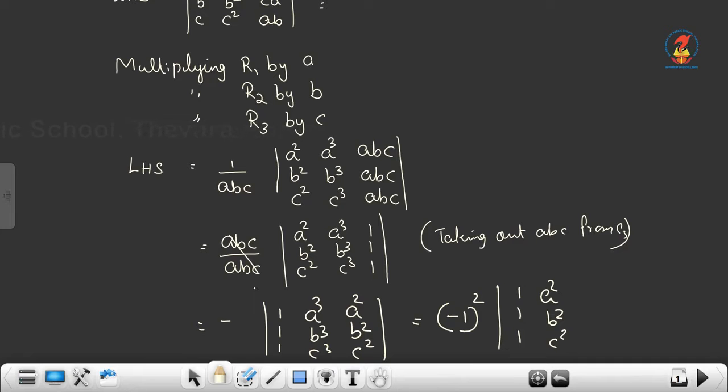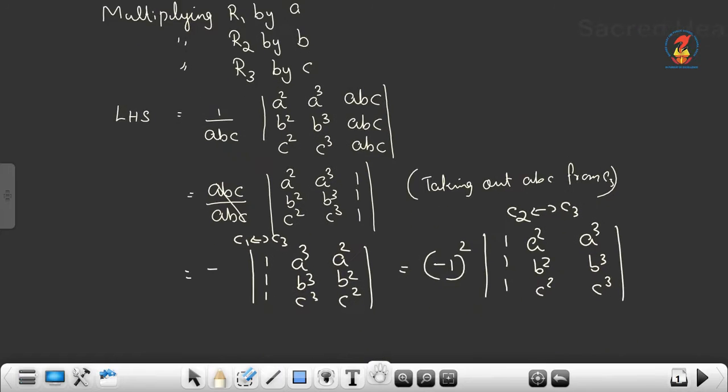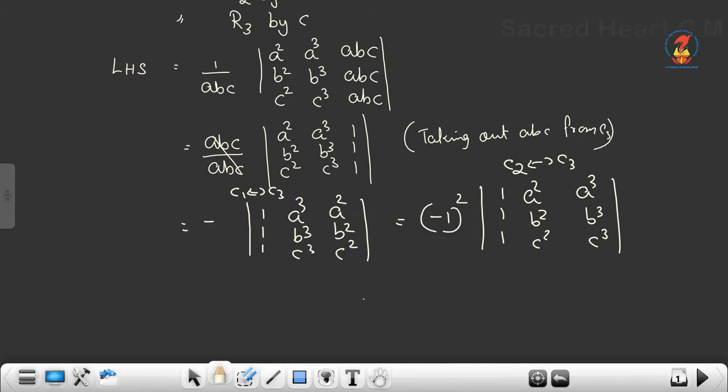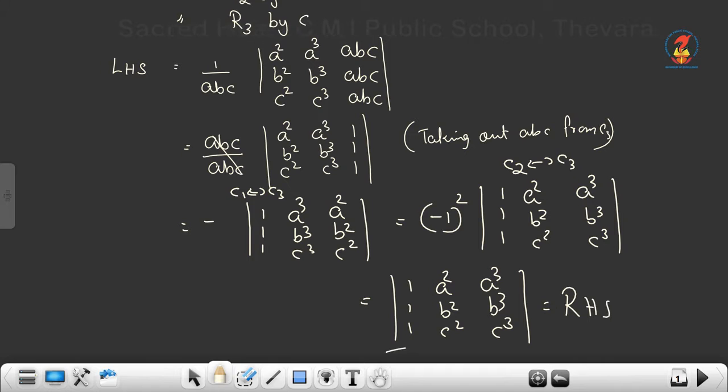Here what is your operation? C1 and C3 interchanging. Here C2 and C3 interchanging. Minus 1 whole square is positive. So it is equal to the determinant 1 1 1, a square b square c square and a cube b cube c cube. So that is equal to RHS. So we proved it.